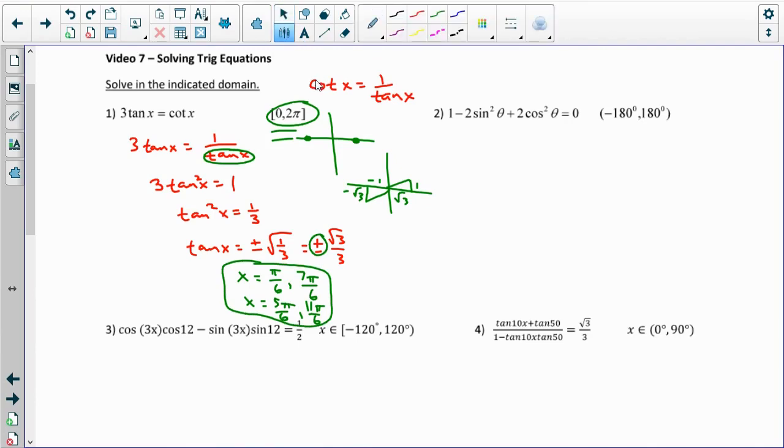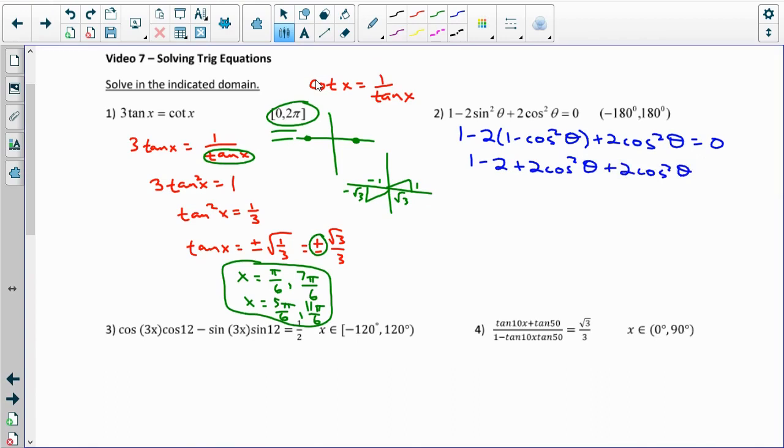In this problem, I have 1 minus 2 sine squared theta plus 2 cosine squared theta equals 0. We can do this in either sines or cosines. I will choose cosines just because. So I'm going to use a Pythagorean identity and replace sine squared with 1 minus cosine squared. So I have 1 minus 2 plus 2 cosine squared plus 2 cosine squared equals 0.